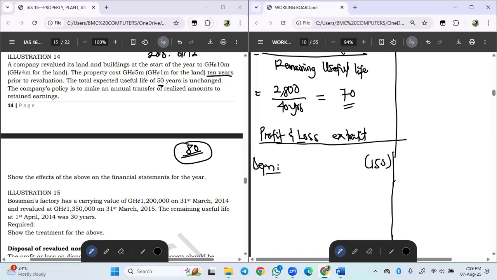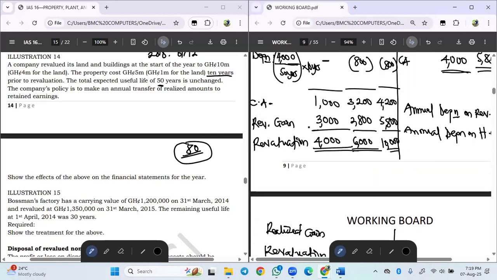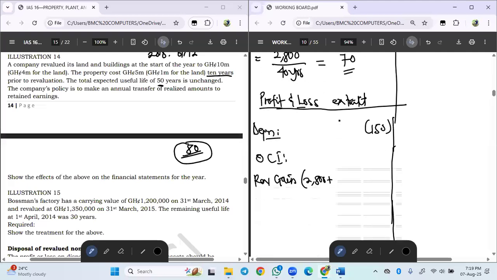Now you go to your OCI. You record the revaluation gain for both land and building, 3,000 plus 2,800. That one will be 5,800. Okay. Then let's go to the statement of financial position extract, the balance sheet extract.